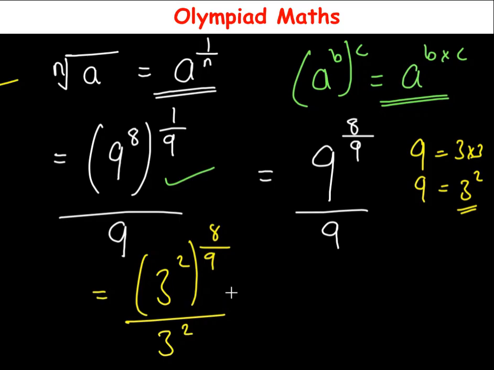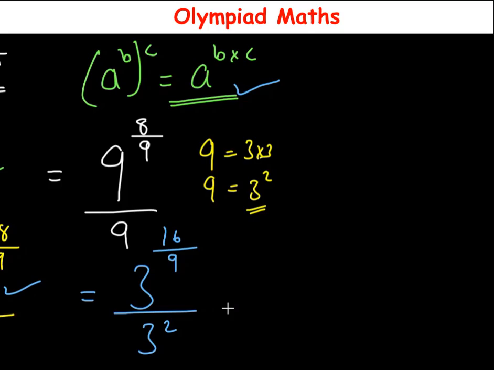With this, also applying this principle that if you have a raised to power b, or power of c, this equals a raised to power b times c. Applying this over here, this is then equal to, we have it as 3, then power 2 multiply power 8 over 9. So 2 times 8 is 16, then over 9, then all over 3 squared.